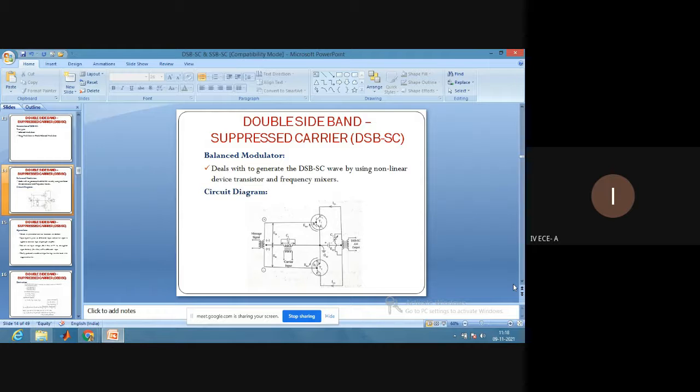Let us discuss this balanced modulator. In this balanced modulator, two nonlinear devices are connected in balance mode so that the carrier signal is suppressed. The circuit automatically eliminates the unwanted carrier signal, and we assume that the two transistors are identical and the circuit is symmetrical.